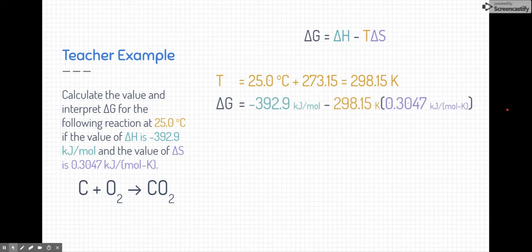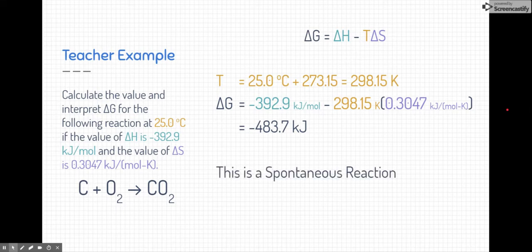So now that our temperature is in the proper units, I see that the other values or variables are in the proper units. We can go ahead and plug and chug these things in. And I'm going to go ahead and get my answer, which is negative 483.7 kilojoules. Now, is this reaction spontaneous or is it non-spontaneous? Well, in this case, because delta G is negative, this is a spontaneous reaction. So that much energy is available for us to use and to do work.